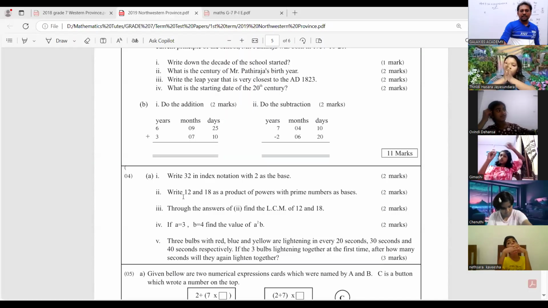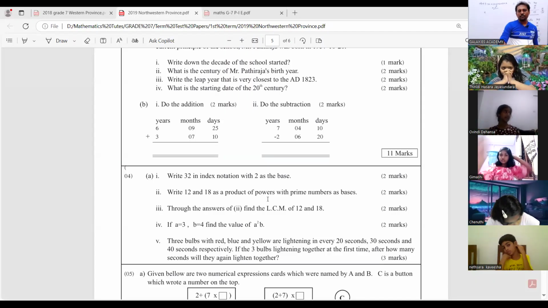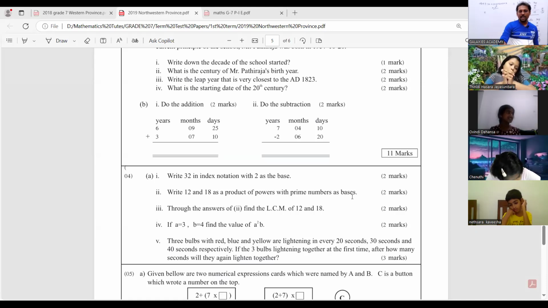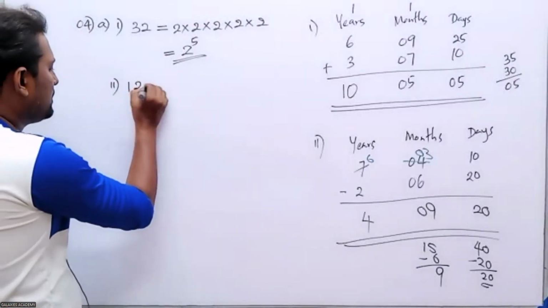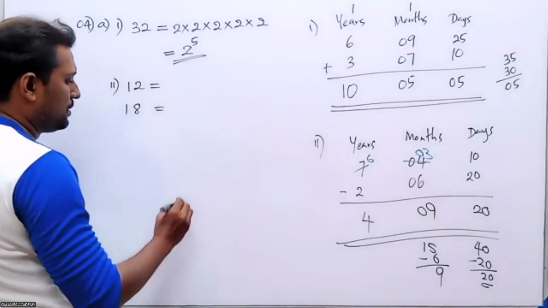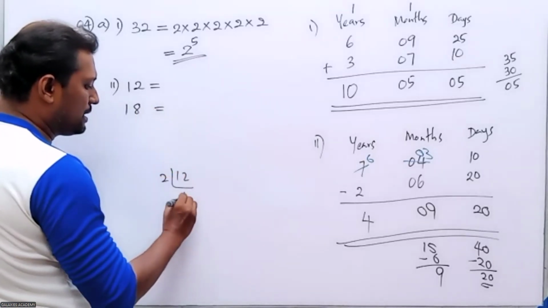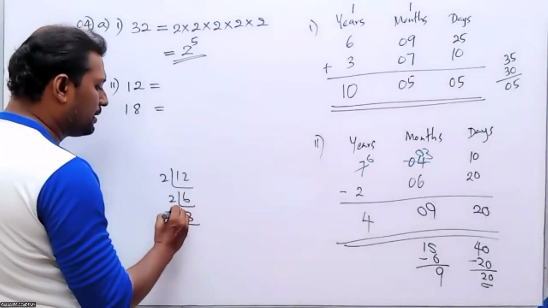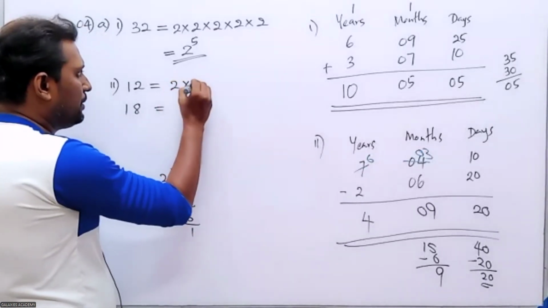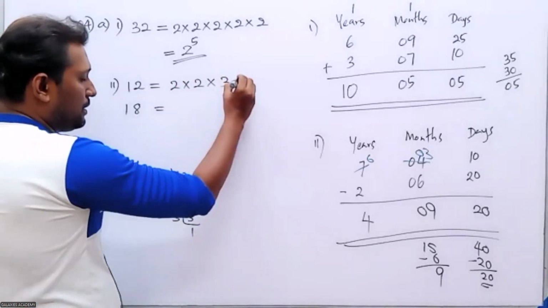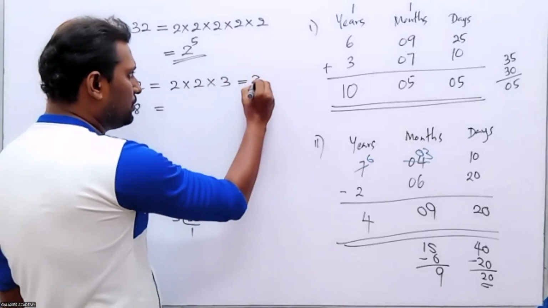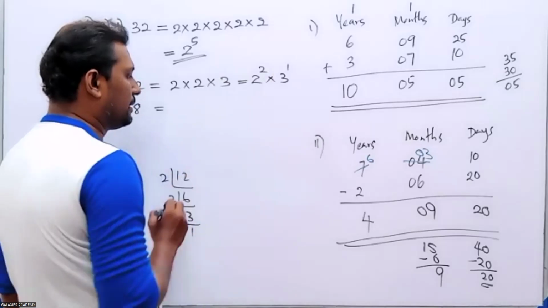The second part says, write 12 and 18 as a product of powers with prime numbers as bases. What are the two numbers? 12 and 18. 12 we can divide by 2, 6. 6 divided by 2, 3. 3 divided by 3, 1. So 12 you can write as 2 multiply 2 multiply 3. Then you can write this as 2 to the power 2 multiply 3 to the power 1.